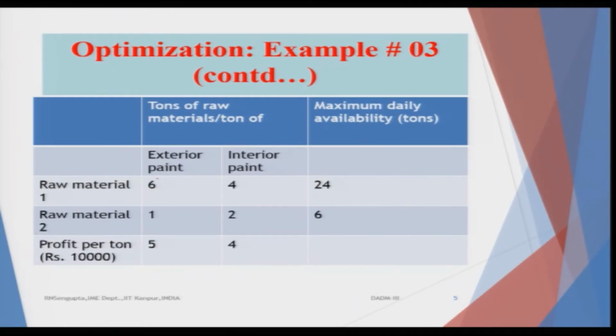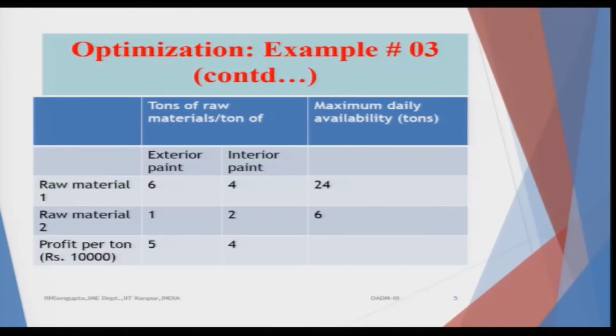So, raw materials required for type 1 would be 6 tons to produce 1 ton of exterior paint. Similarly, raw materials required per ton of interior paint to be manufactured is 4, and the maximum daily availability in tons for raw material 1, which again will be our decision problem 1 depending on how the problem has been formulated, is 24. That means you cannot utilize more than 24 tons of raw material 1. It can be 23.9, whatever it is, but obviously in that case there would be some leftover.